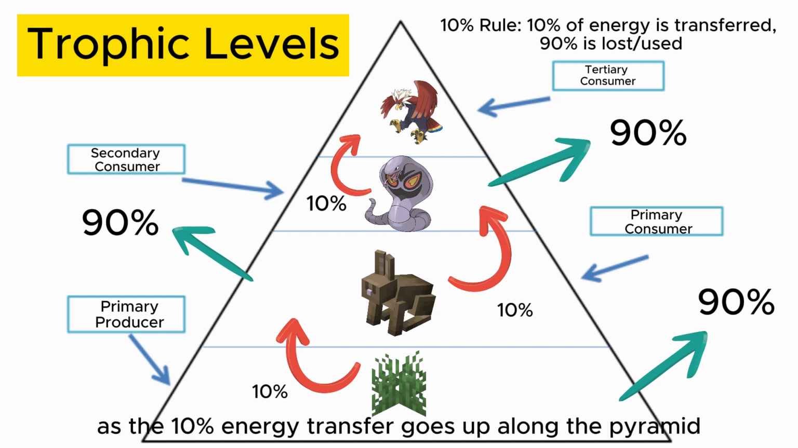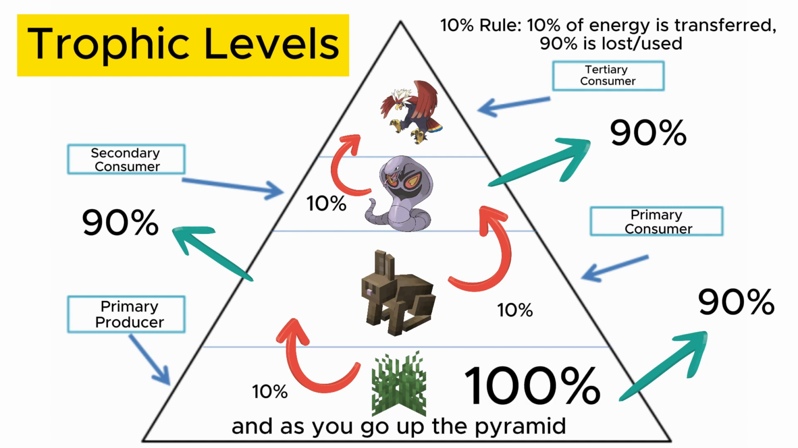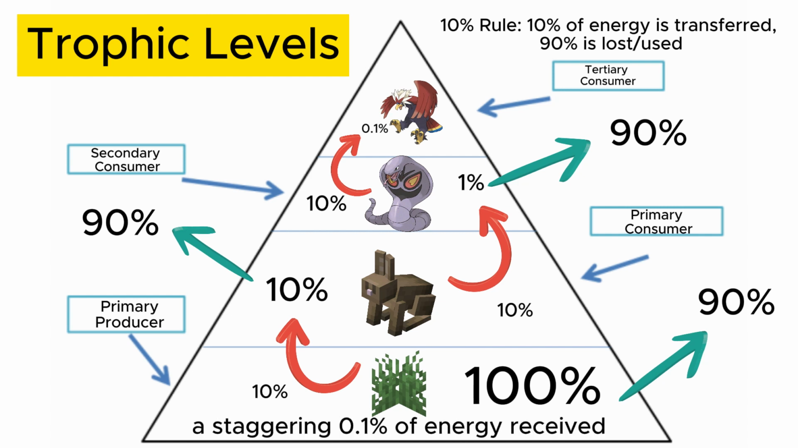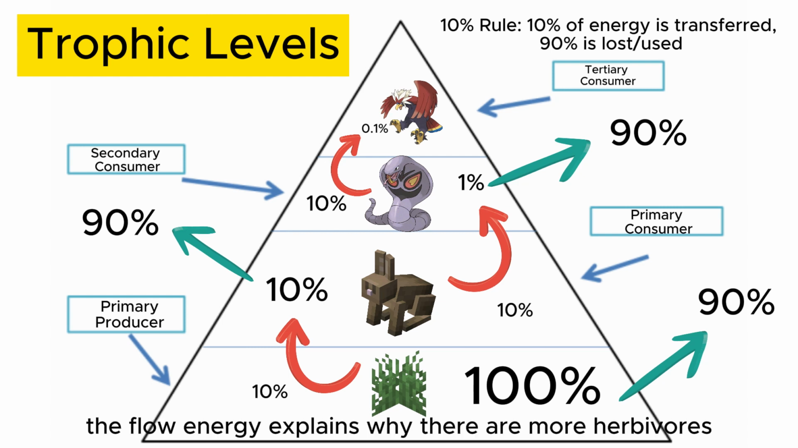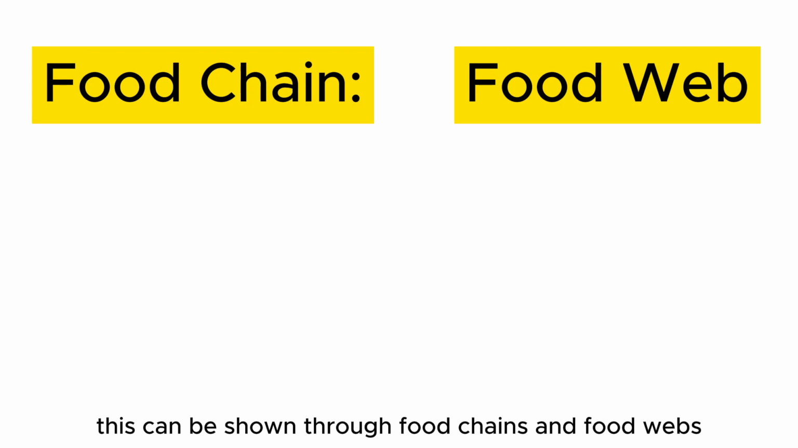As this 10% energy transfer goes up along the pyramid, the energy being transferred compared to the original overall energy gets staggeringly low. Starting from primary producers, it starts from 100%, and as you go up the pyramid, it decreases to 10%, 1%, and lastly a staggering 0.1% of energy received. This flow of energy explains why there are more herbivores than there are carnivores. This can be shown through food chains and food webs.